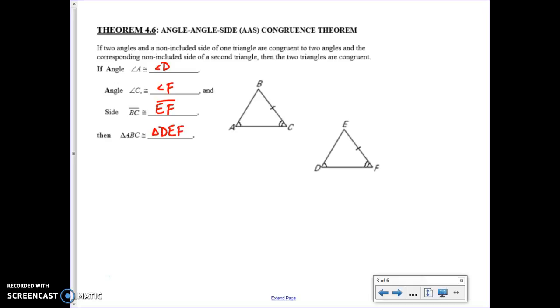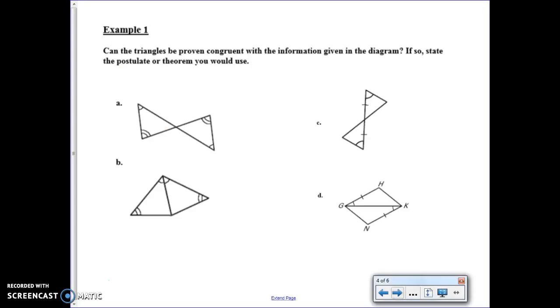So angle, side, angle, and angle, angle, side are different things. Make sure you make note and understand the difference between those two. Okay, so for this first example, it says, can the triangles be proven congruent with the information given in the diagram? If so, state the postulate or theorem you would use. So we need to look at the picture and the markings that are there and see if there's enough information for us to say that, yes, these triangles are congruent.